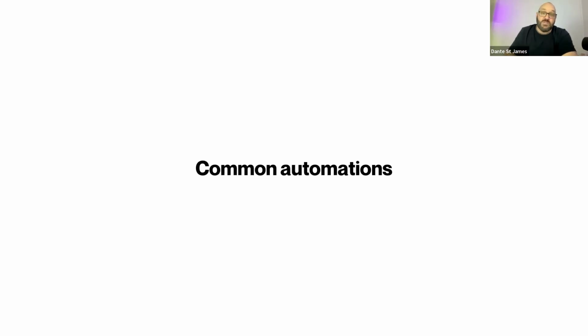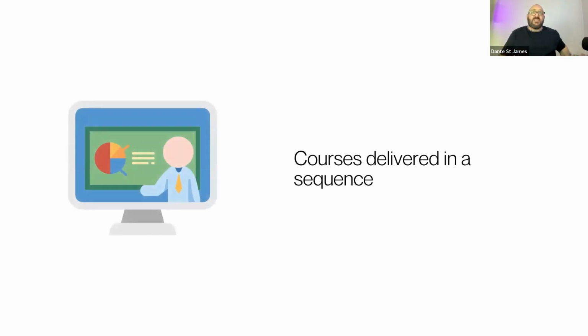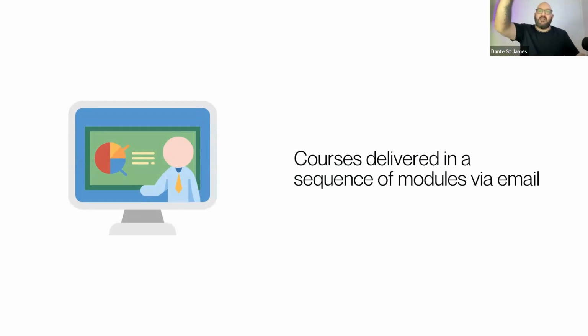So some common automations that may happen in email include courses delivered in a sequence of modules via email. I do that now with my mini courses from my DanteSandJames.com website. Got 3 mini courses in there. Each one of those is delivered over a 5-week period. So when you sign up, you get module 1 straight away sent to you. 7 days later, you get module 2. 7 days after that, module 3, until you get all 5 of those modules.